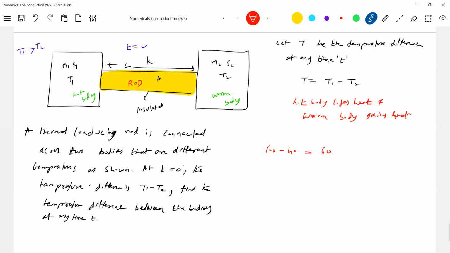60. After some time, this will become 80 and this will become, say, 55. How much is it? 35. So look at the temperature difference. Earlier it was 60. At any time, it is 35. So with the time, what will happen to temperature difference? It will decrease. Temperature of hot body will decrease. Temperature of cold body will increase.